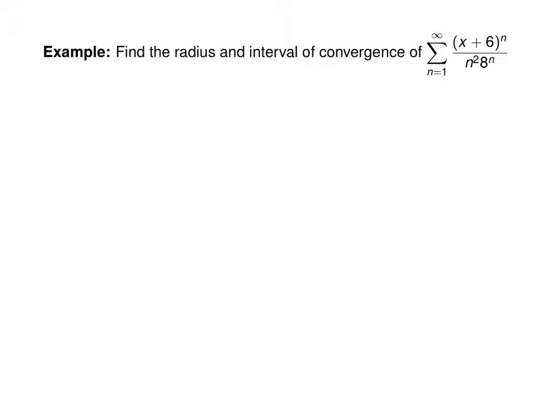All right, let's do a few examples where you have to actually test the endpoints. So find the radius and interval of convergence of this series. So once again, this n squared in the denominator sort of screws up the ability to use the root test. So we're stuck using the ratio test. Oh, bummer. So find the limit as n goes to infinity of the absolute value of a_(n+1) over a_n.